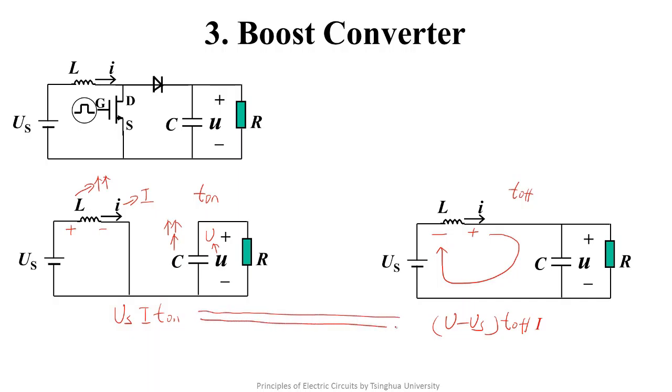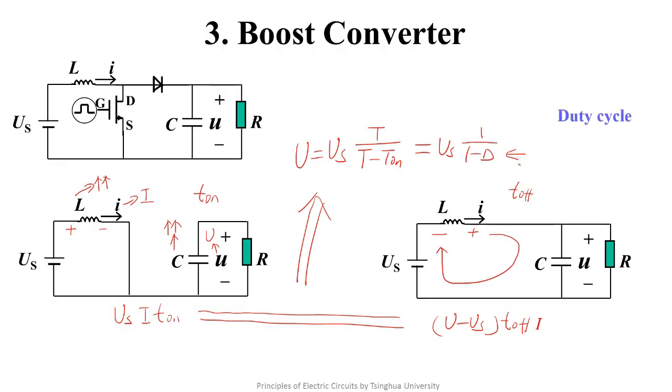In the two states, the energy absorbed by the inductor and the energy released by the inductor are the same, so we can get that U equals Us times T over (T minus T on). Let's divide the numerator and the denominator by capital T and find that it's equal to Us times 1 over (1 minus D), where D is the duty cycle. D equals T on over T. That is to say, the greater the duty cycle is, the greater the voltage of the load will be.